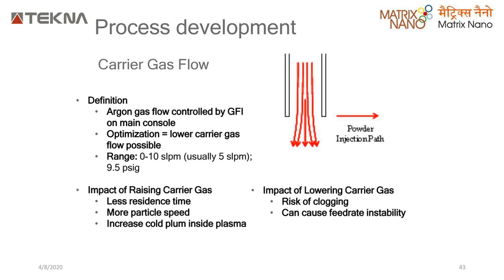The risk is, if you don't give an ideal carrier gas and you lower it too much, it can cause feed rate instability. Your powder will not flow at a consistent rate, and it can also start clogging, because the pressure is not enough to take it to the end of the powder collection system.